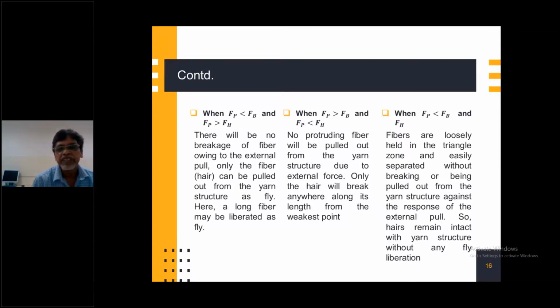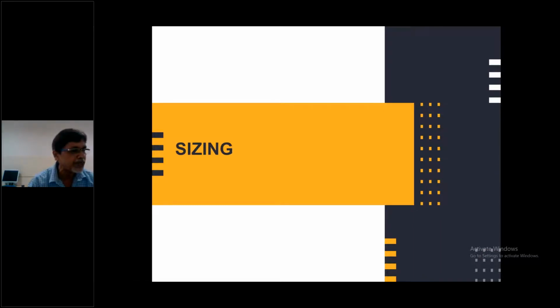Sizing. This is a machine which has been taught to textile students in a certain way. I try to say something in a different way, from the angle of mechanical engineering people and partly from textile, so that people can look into this machine in a slightly different way compared to how textile people used to look into it. So let's first start with that. Why do we need sizing?